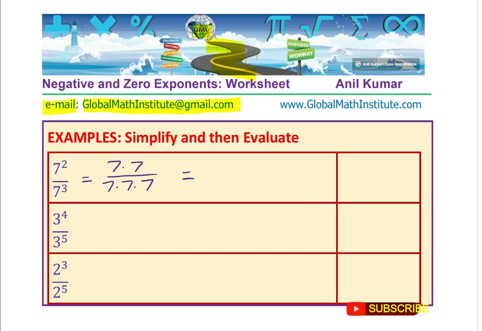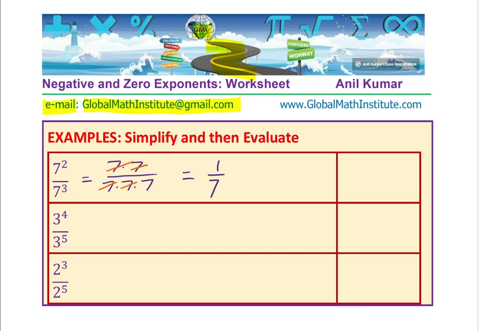Now definitely when you are dividing, you could simplify them, right? So you see one of them cancels, the other one also cancels. So what really remains is 1 over 7. You see, 1 over 7. Now that is the result of 7 squared divided by 7 cubed.